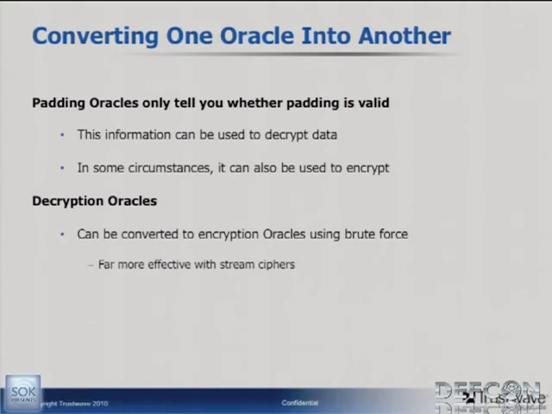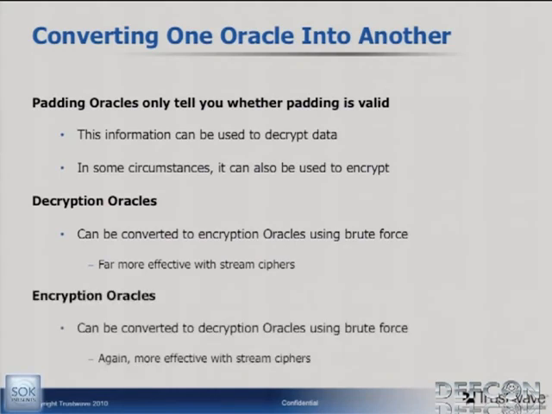Now, since block ciphers do this several characters at a time, you need to guess all of the characters in that block at the same time. So you need to keep doing that until you get it right. So that's a little bit more complex, a little bit more heavy on the queries. Whereas if you're talking about a stream cipher, that's one byte at a time. So you can just guess even one bit at a time until you get exactly what you're looking for.